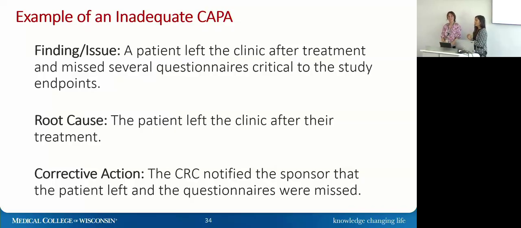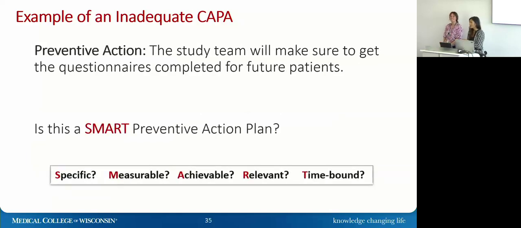Yeah. And then they write that the corrective action is that the CRC notified the sponsor that the patient left and the questionnaires were missed. Like, that didn't actually correct anything. Okay. They just notified someone. And then the preventative action was the study team will make sure to get questionnaires completed for future patients. Again, that's not preventing anything, just that we will do it better in the future. What's your question there when you see that as a preventative action?